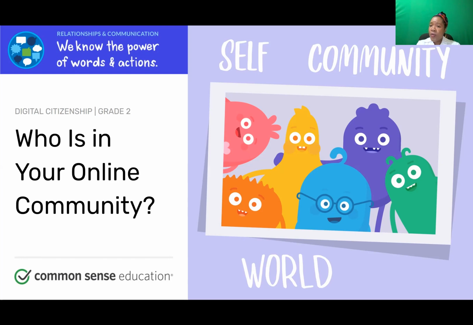Now, just like how you have different people around you in your offline community, it's the same thing online. You have many different people around you in your online community. So when you're on the internet, you're surrounded by many different people, not just your teacher, who you might see online, or your friends, or your family members. There are many other people around you. So we're going to power up and go right into the lesson.